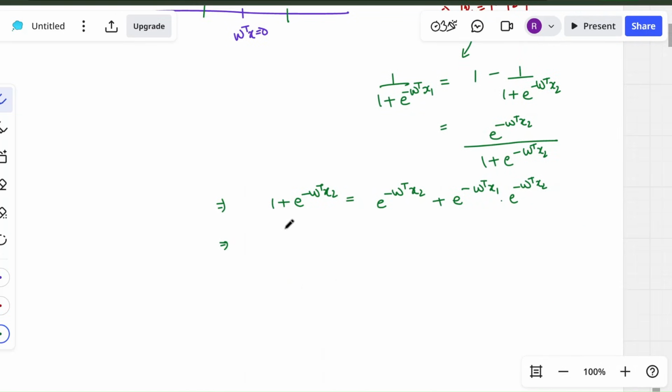So this means 1 plus e to the power minus W transpose x2 equals, now what I'll do, I'll just multiply on the right hand side with e to the power W transpose x2. Then I'll have 1 plus e to the power minus W transpose x1. And then I have to divide by the same, so e to the power minus W transpose x2.